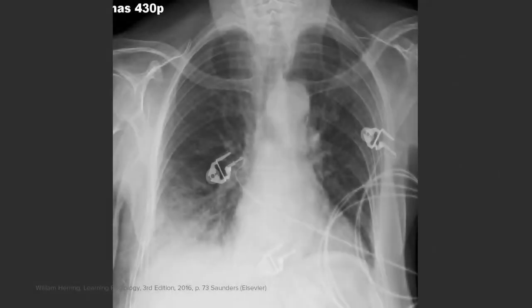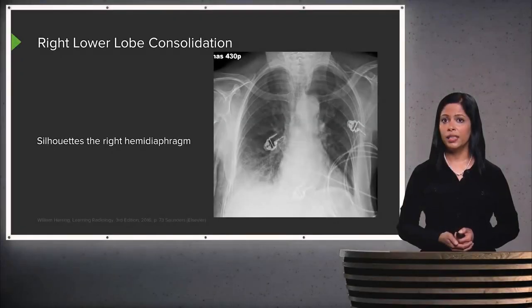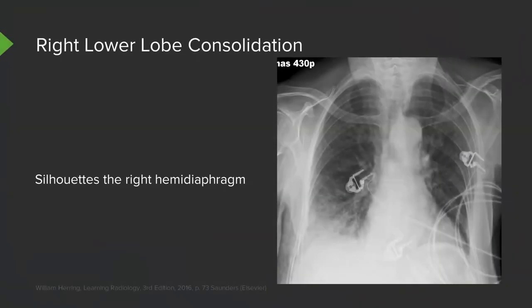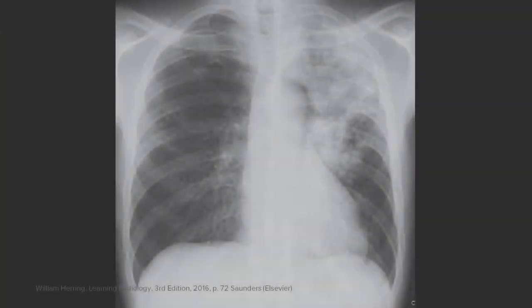Let's take a look at this pattern. So this patient is also presenting with a consolidation. Where do you think this consolidation is located? Which part of the lung do you think it's in? So we have silhouetting of the right hemidiaphragm. This is what a right lower lobe consolidation would look like. So remember, to differentiate between a right middle lobe consolidation and a right lower lobe consolidation on a frontal view, the right middle lobe consolidation will silhouette the right heart border, while the right lower lobe consolidation will silhouette the right hemidiaphragm.